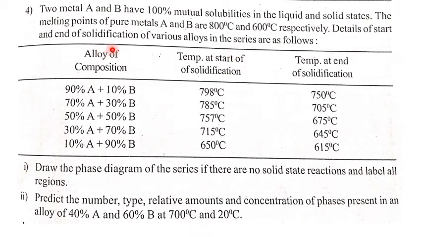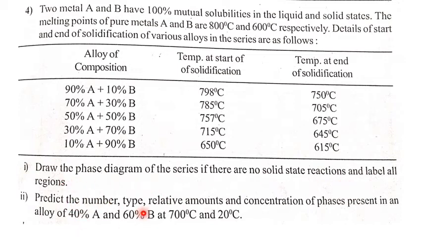So the composition they have given is 90% A, 10% B, and the temperatures at which solidification starts and ends are 798 and 750. So at different compositions, we have the start and end of solidification temperatures. What they ask here is to draw the diagram and label all the regions.